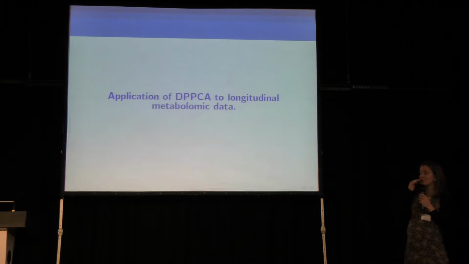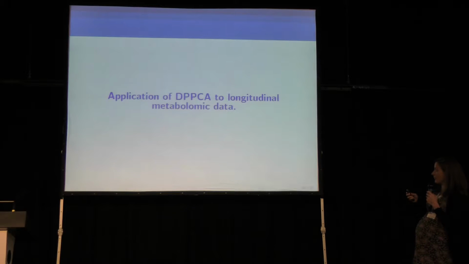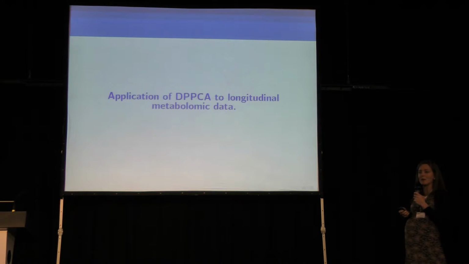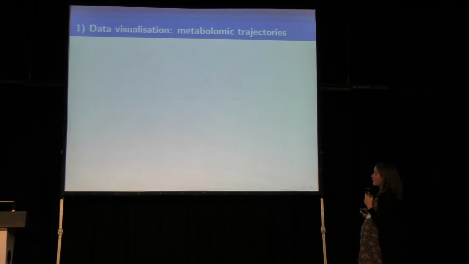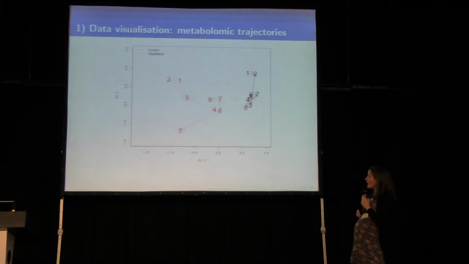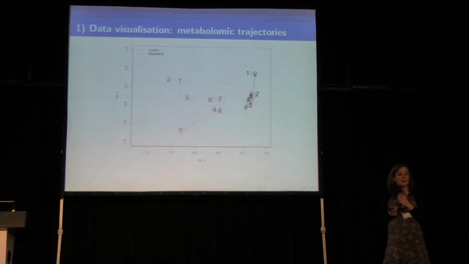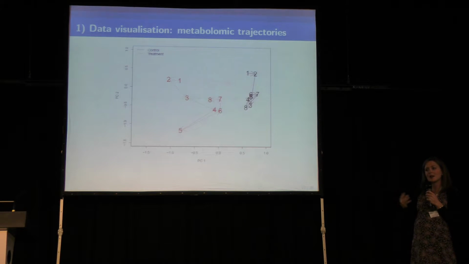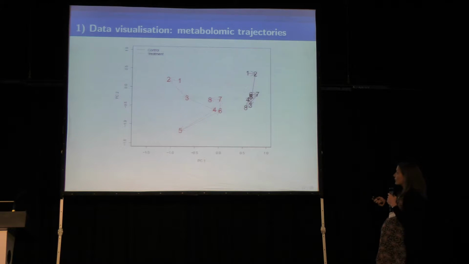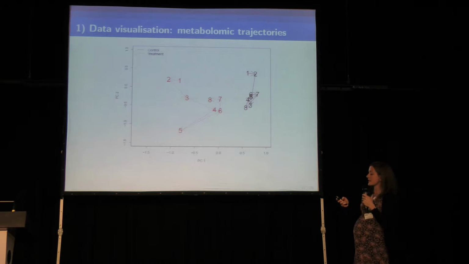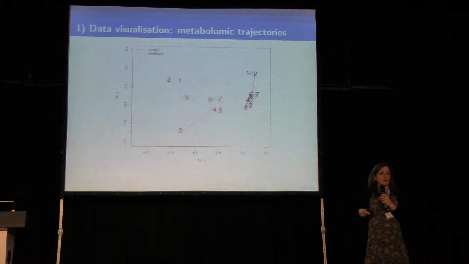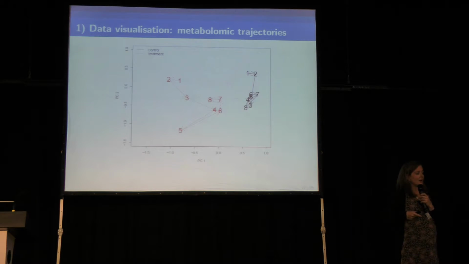So just to bring the talk towards its end, we then apply this method to the actual data, and what did we find? So first problem was the data visualization. So here's an example of 2 metabolomic trajectories. They wanted to be able to visualize how these subjects move across time. Black is control, red is treatment or have epilepsy. This is principal component 1, and this is principal component 2. The digits in the plot represent the different days. So we start at day 1 and we move to day 8.